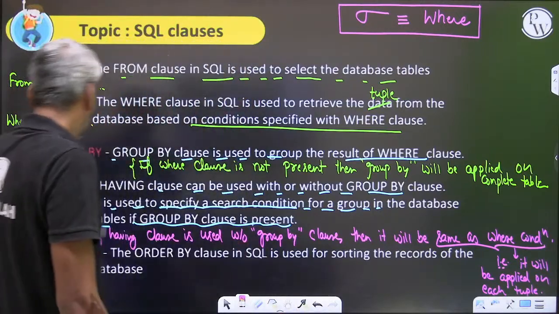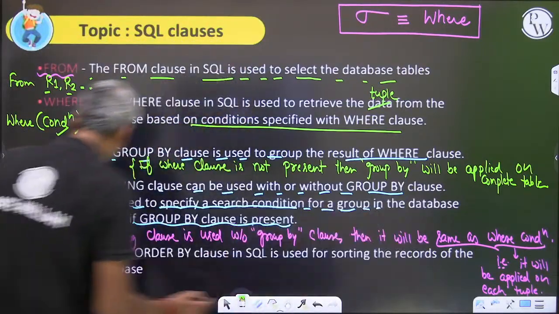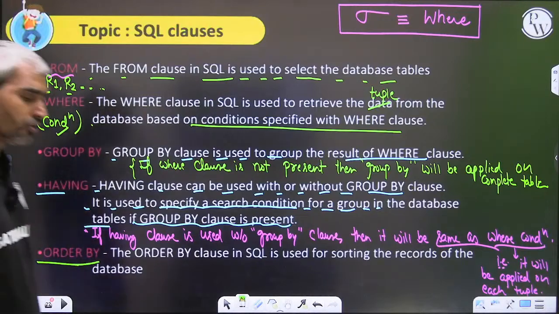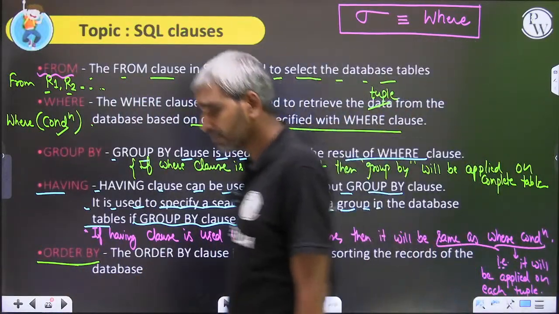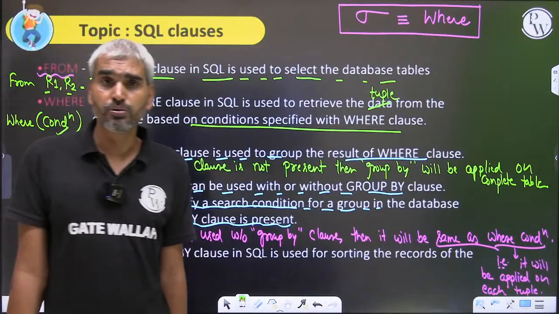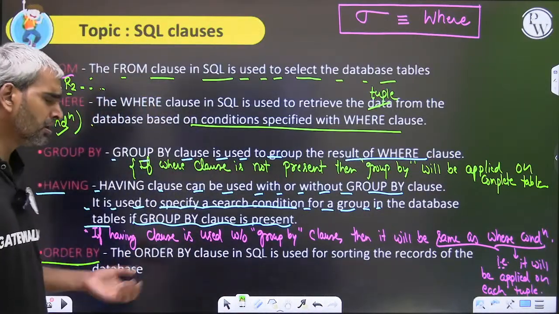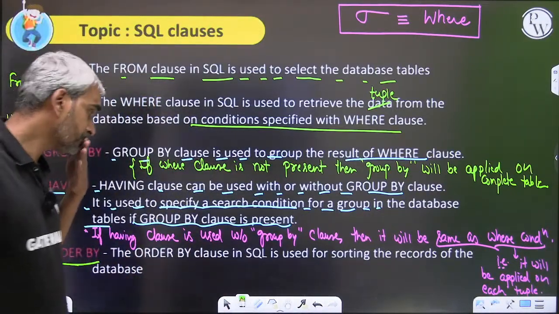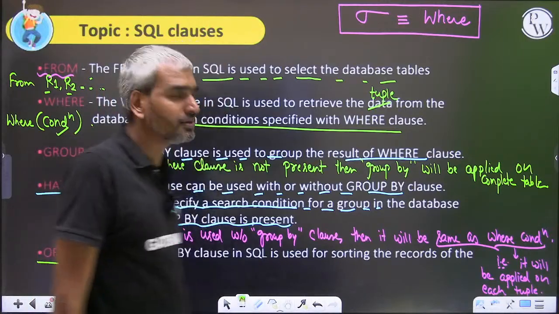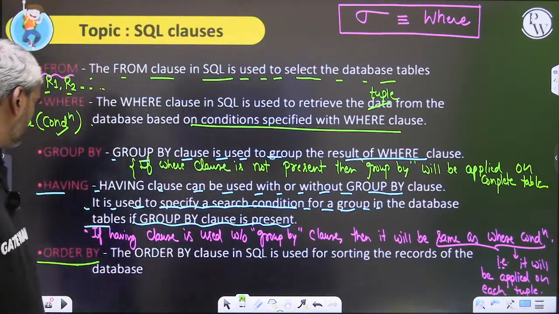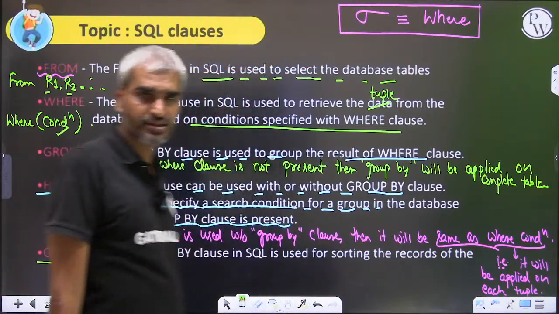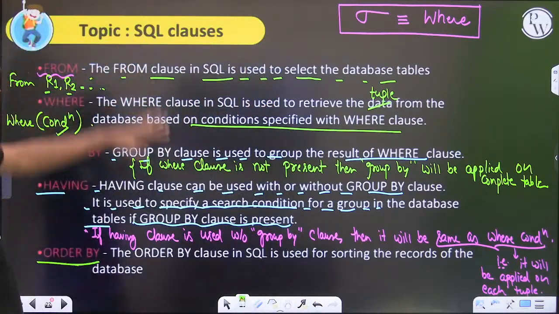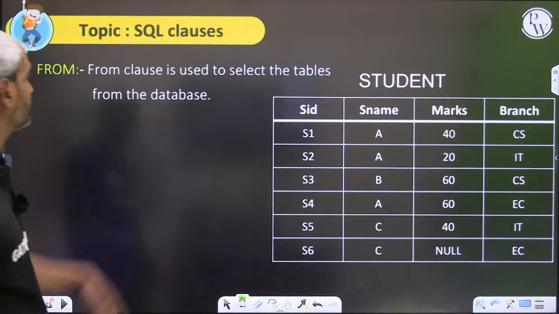Clear? And finally, the order by clause. If you want the output sorted based on a specific attribute, then you can use the order by clause. It is not that important. I don't think that there is any question that has used the order by clause till date in the GATE exam. But anyway, these are the different types of clauses and we'll see examples of each one of them.